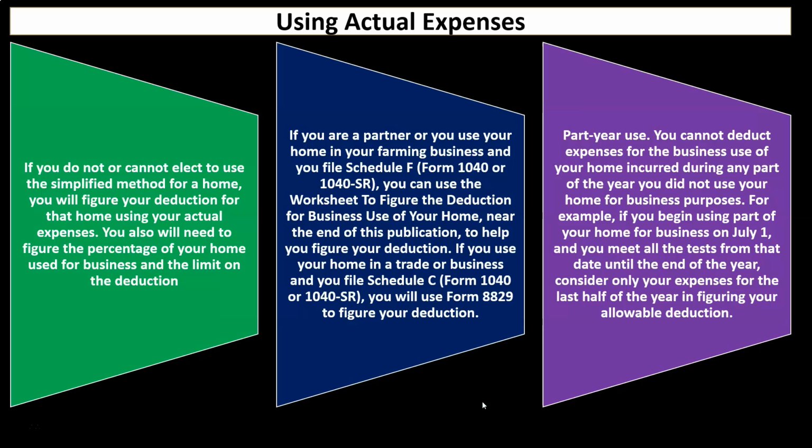So part-year use: you cannot deduct expenses for the business use of your home incurred during any part of the year you did not use your home for business purposes. So if you have a partial year, like you started the business in the middle of the year, then you can't deduct the business use of the home expenses for the part of the year before that. So you're going to have to do some ratio of the year calculation to make sure that you're only deducting the part of the year that it was actually used. For example, if you began using part of the home for business on July 1st and you meet all the tests from that date until the end of the year, consider only your expenses for the last half of the year in figuring your allowable deductions.